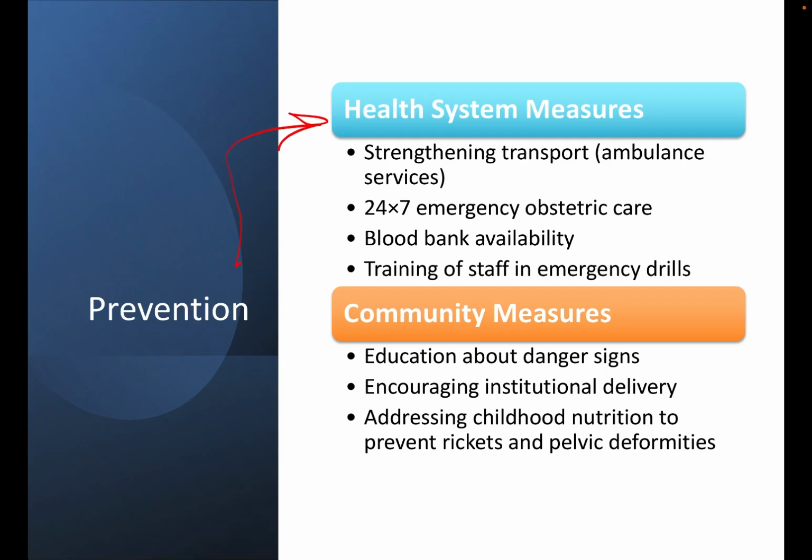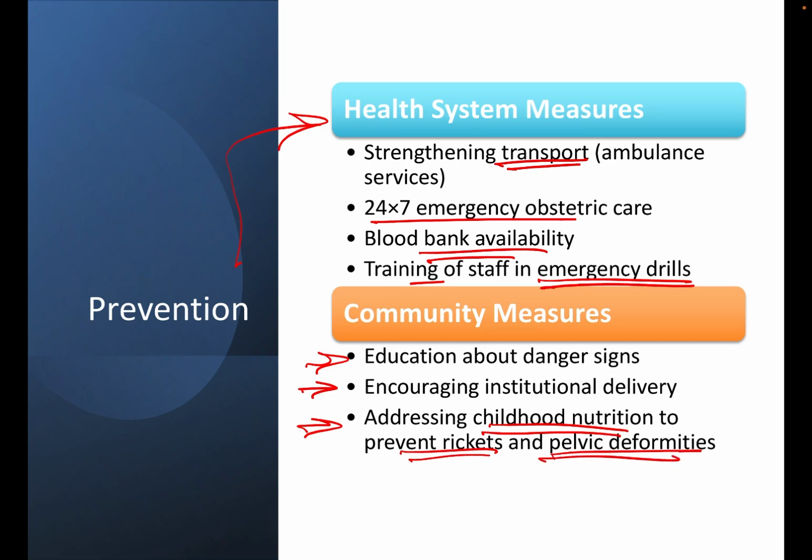The preventive health system measures include strengthening the transport, 24/7 ambulance services along with obstetric care, blood bank availability, and training of staff in emergency drills. Community measures include education about danger signs, encouraging institutional deliveries, and addressing childhood nutrition to prevent rickets and pelvic deformities.